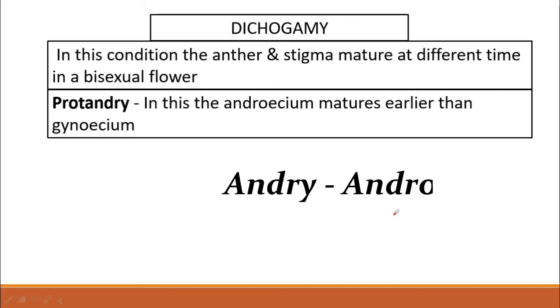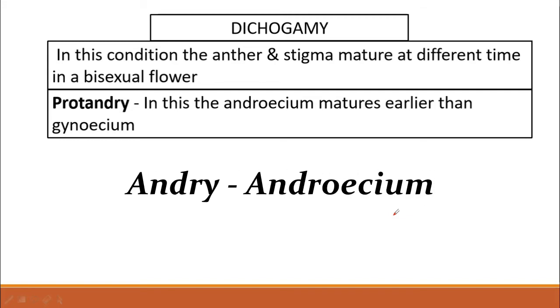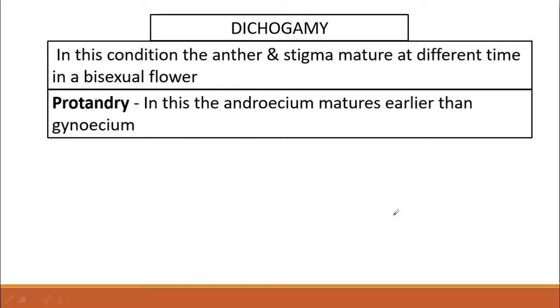Protandry. The word protandry, andry means androecium. In this particular type of mechanism, the androecium matures earlier than the gynoecium. That means the pollen grains would be matured before even the stigma becomes receptive. So this is how self-pollination would be prevented in case of protandry.